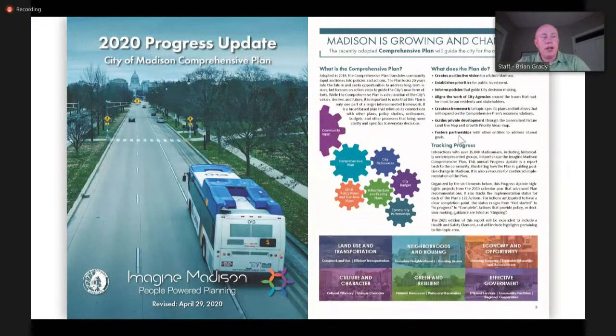Just like with our current comp plan, we're trying to keep it more concise, more streamlined, more action-oriented. We try to keep the same thing with this document. It's about maybe 28 pages or so. We organized it by the 6 elements of the comp plan document. We'll look to add a health and safety element to next year's edition. But overall, what we're trying to do is provide an update on what the city's been up to and how we've made progress where we have on some of the plan's recommendations.